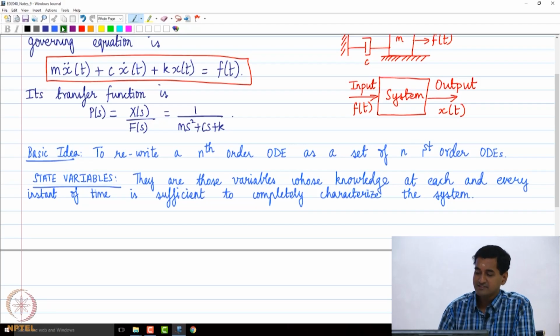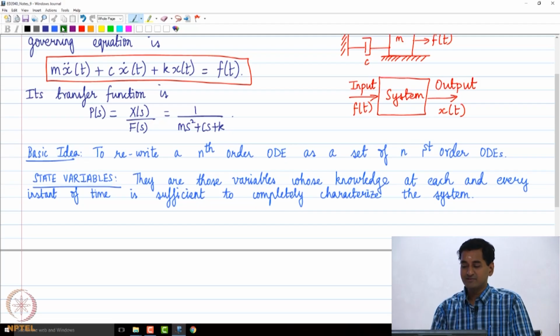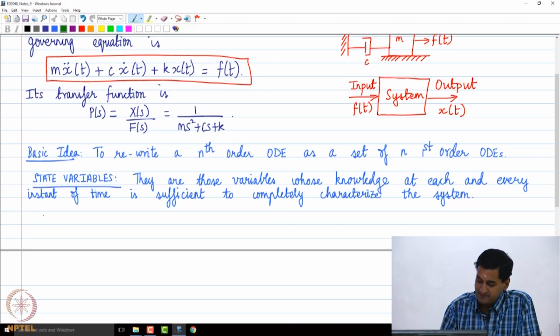So how do I get the state space representation of this system? The main step is select.